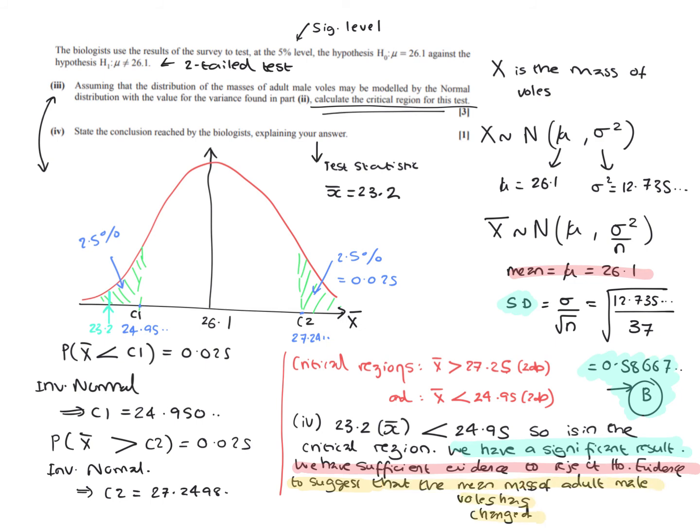And notice, even though we were working in the lower tail, we never say that we've got evidence of a decrease in mass, we've got evidence of a change. Remember, H1 was not a test for a decrease, it was a test for a change, and that is the language we need to use in our conclusion.